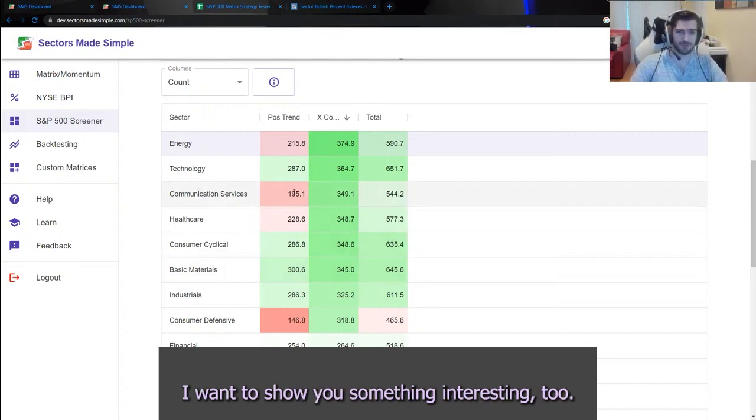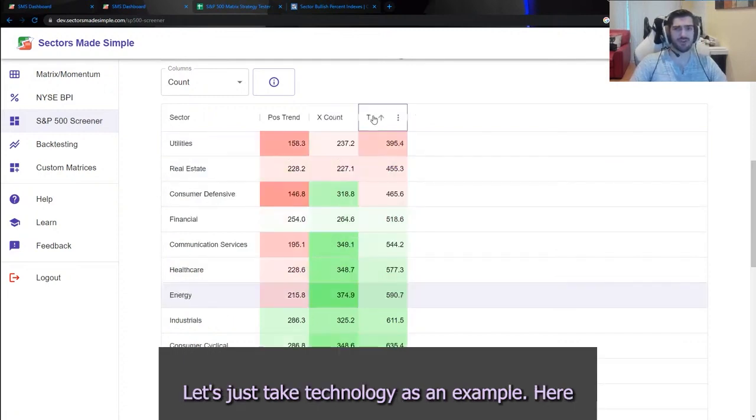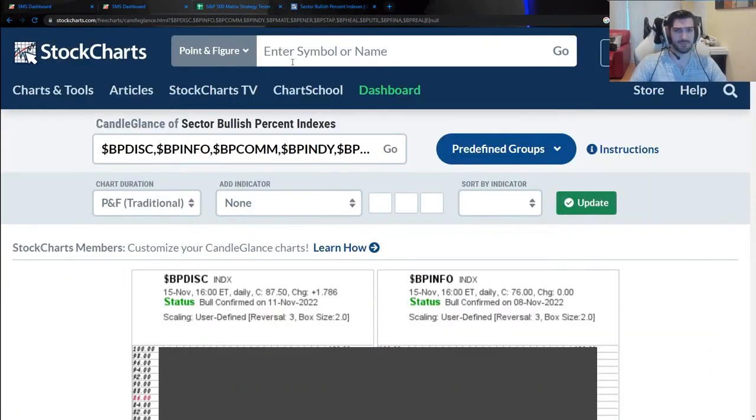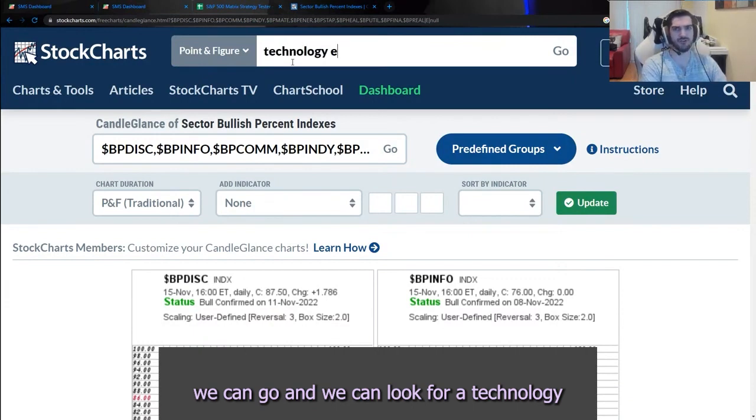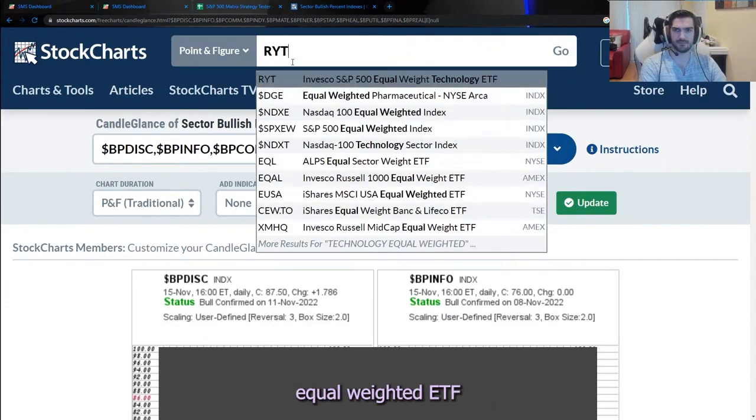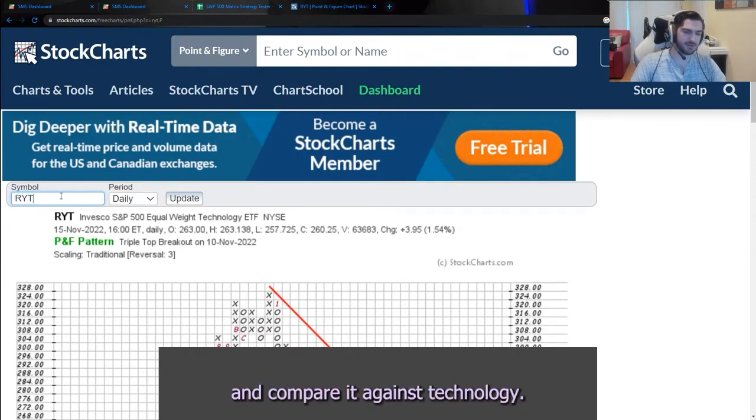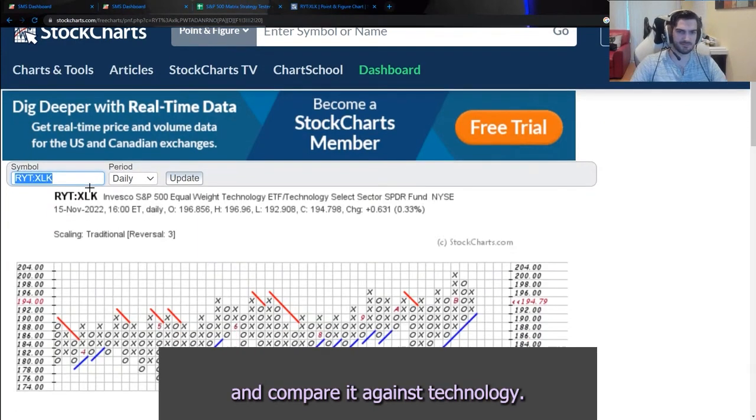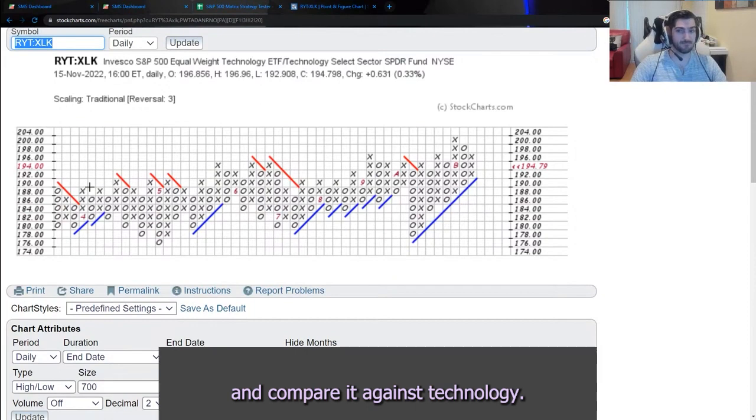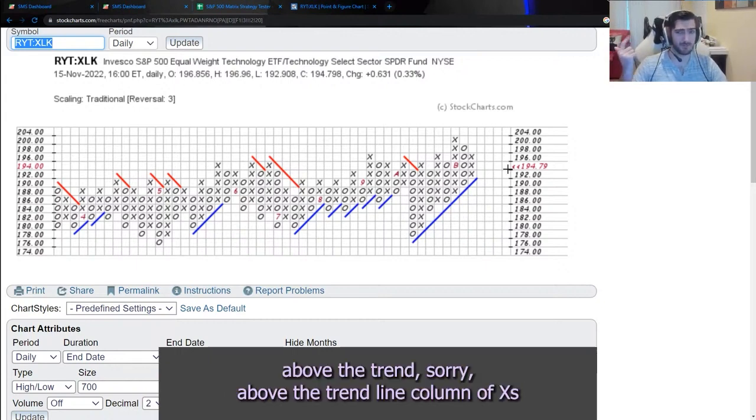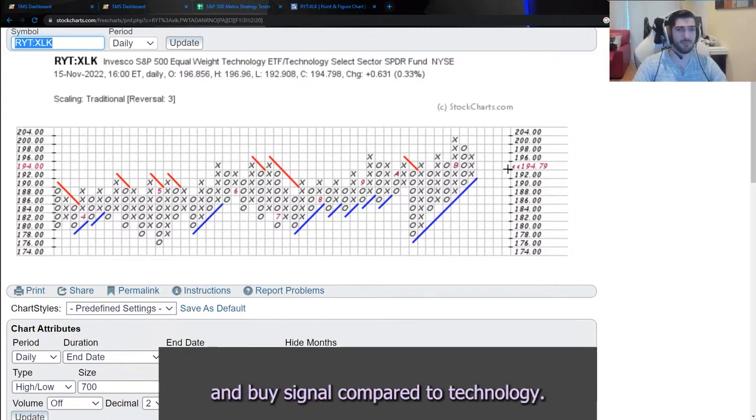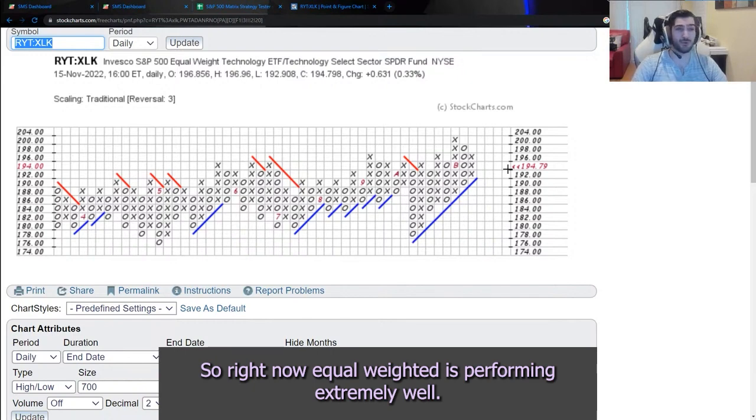I want to show you something interesting too. Let's just take technology as an example here. We can go and we can look for technology equal weighted ETF and compare it against technology. Right now, equal weighted is in a positive trend above the trend line, column of X's and buy signal compared to technology. So right now, equal weighted is performing extremely well.